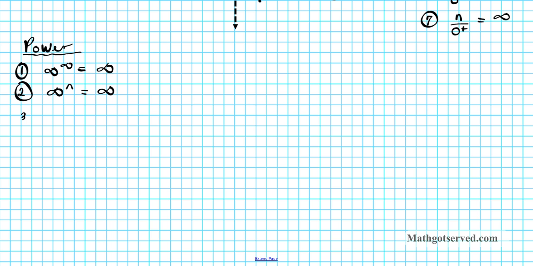And number 3, if you have a number raised to an infinite power, you're multiplying it an infinite number of times, that's infinity also. Number 4, if you have infinity raised to the 0th power, that's 1. And then number 5, if you raise 0 to an infinite power, you multiply 0 an infinite number of times, you still end up with 0. Okay?